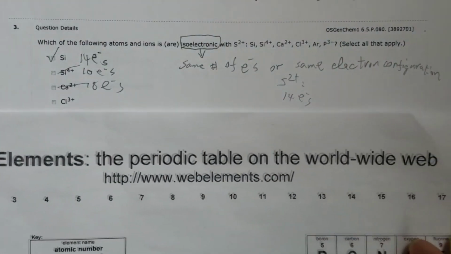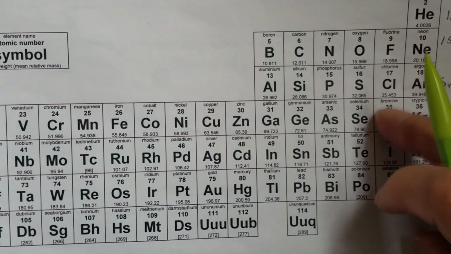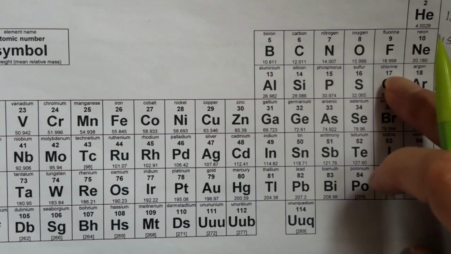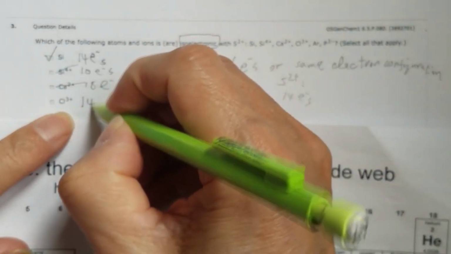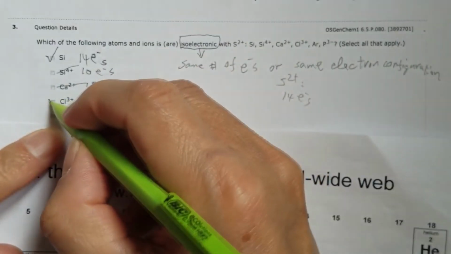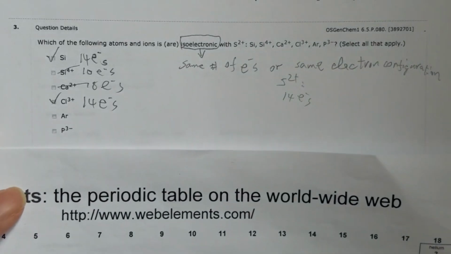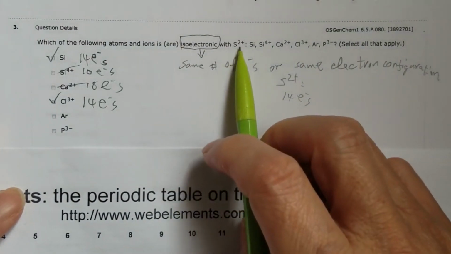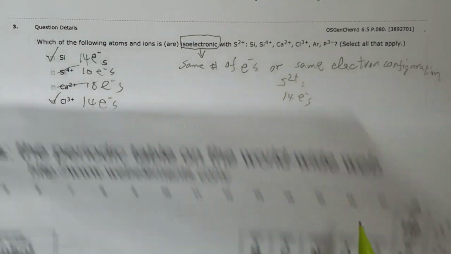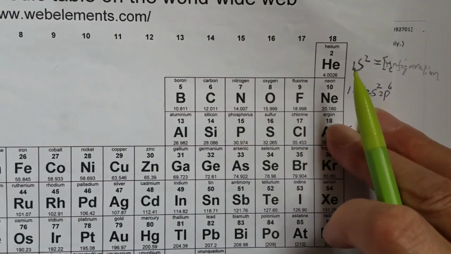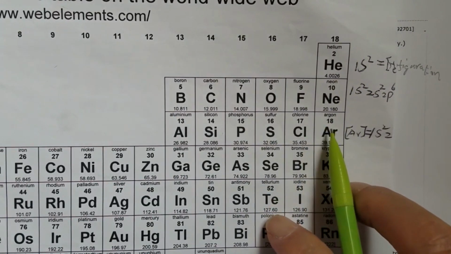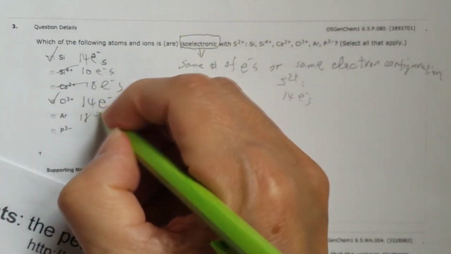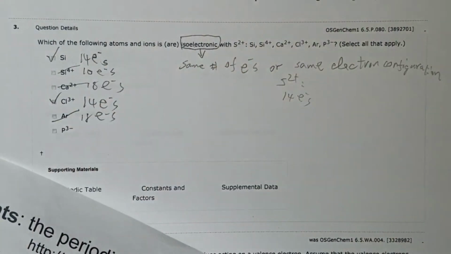Chlorine 3+. Chlorine atom should have 17 electrons, but 3+ means loss of 3. That should be 14 electrons. That's another one that is isoelectronic with S2+. All right, argon. Argon is the last one in the third period. Argon atom should have 18 electrons. Not the answer.